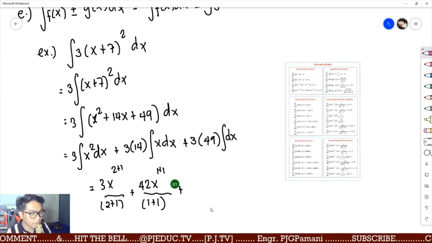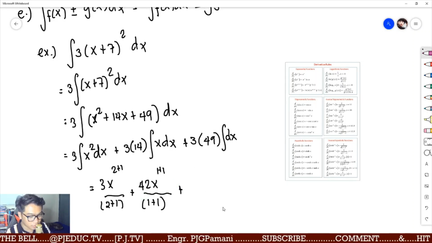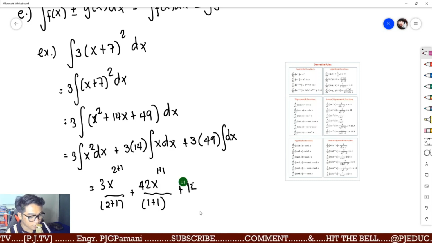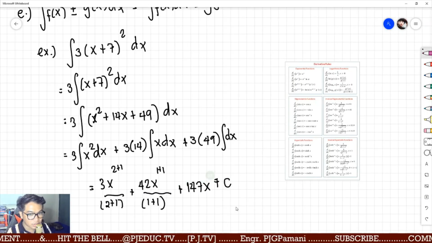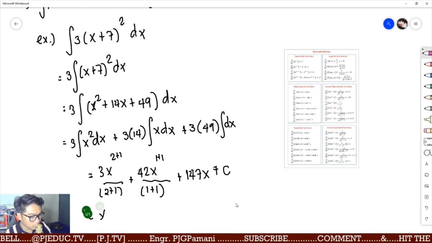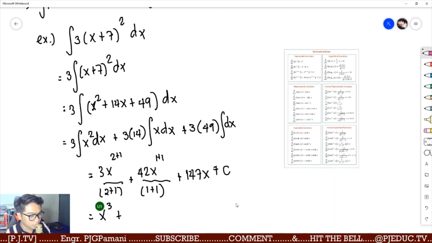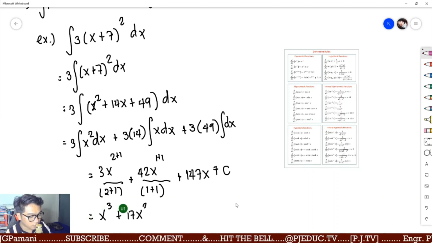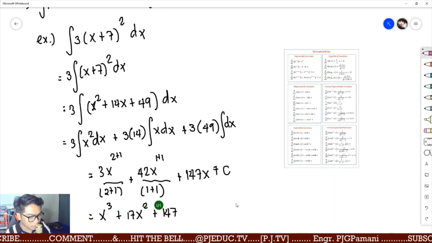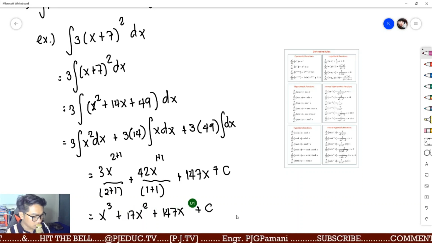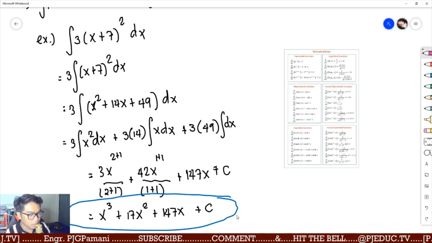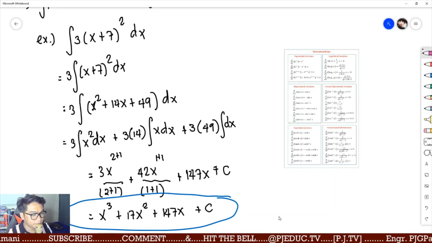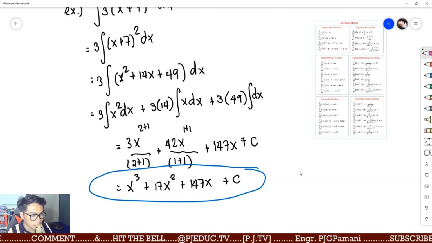Then plus 3 times 49, 27 to 147. Tama? 147. Then, dx is simply x. Then your constant or your unknown constant c. 3 over 3 is x cubed plus 42 over 2 is 17x squared plus 147x. Then your integration constant c. So this is now our integrated form. Okay?